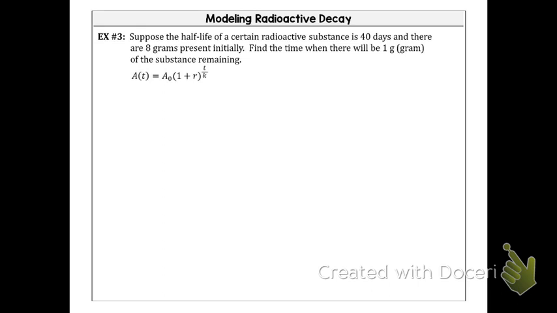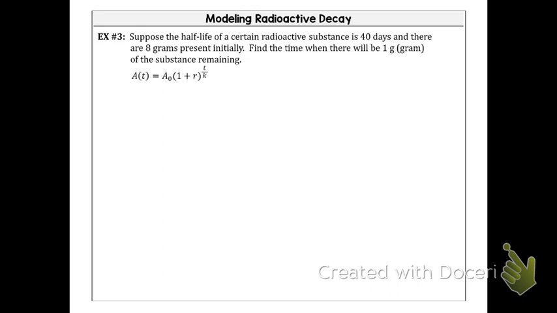Remember, T and K have to be in the same units of time. T is the time to find the ending amount. K is the time it's going to take to do whatever it's doing. All right, in this case, we're talking about the half-life. So K is how long is it going to take it to go in half.